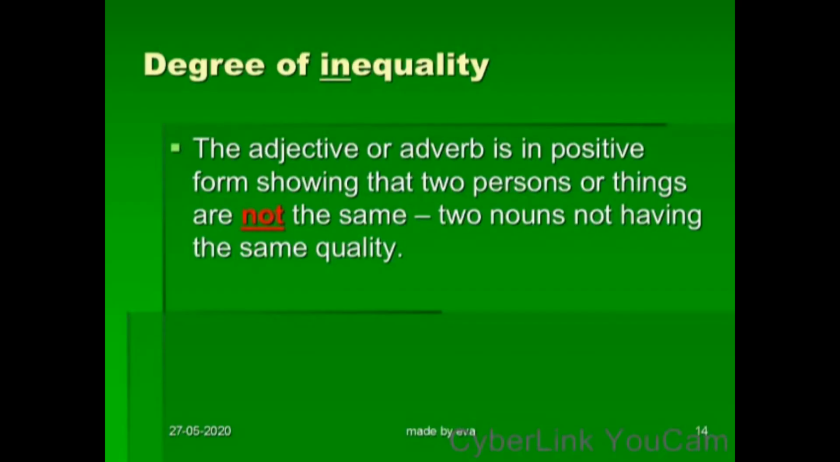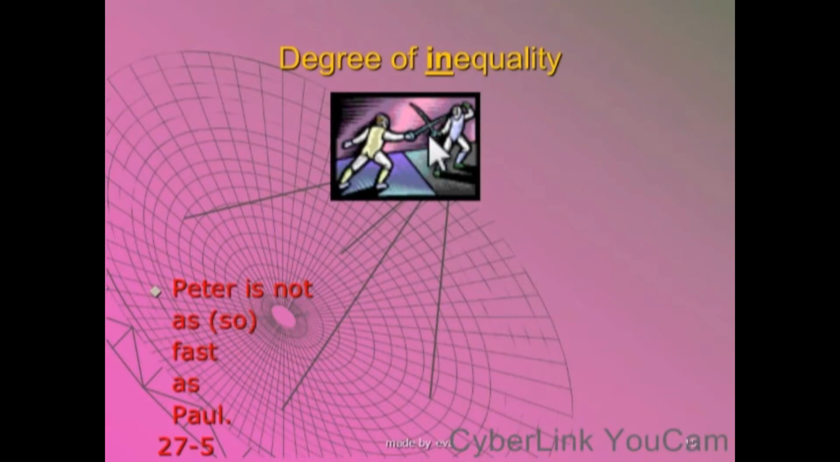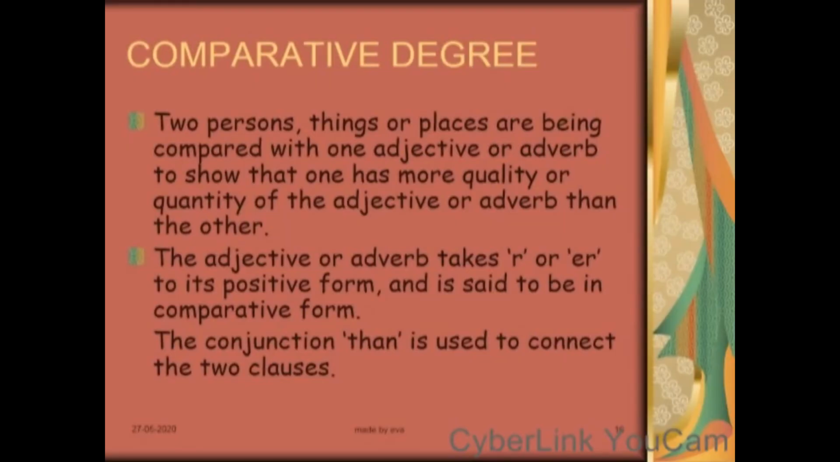Degree of inequality: the adjective or adverb is in positive form, showing that two persons or things are not the same, two nouns not having the same quality. Example for you. See the picture first. Peter is not so fast as Paul. This is the example of inequality of degree. Next slide for you.